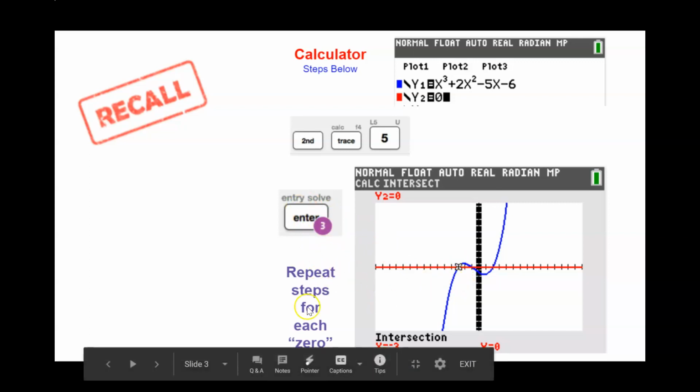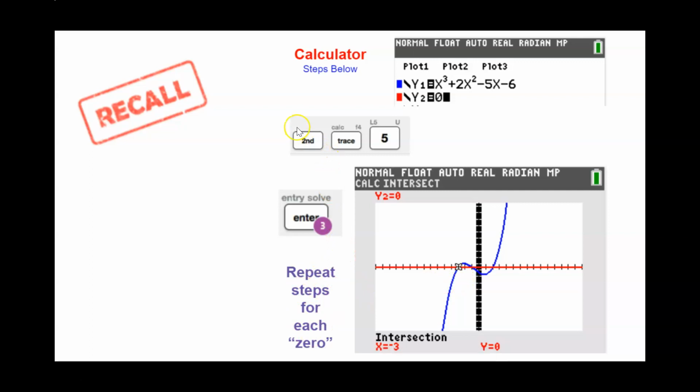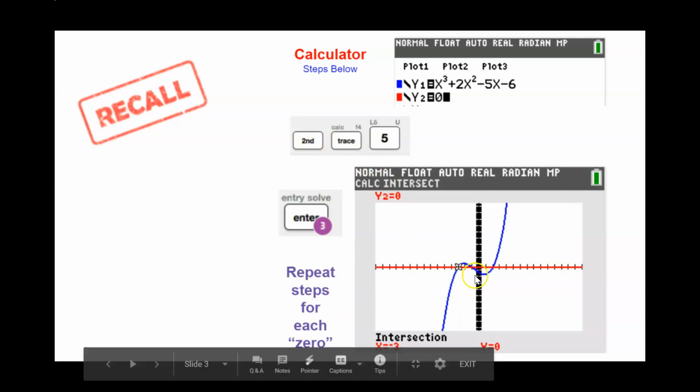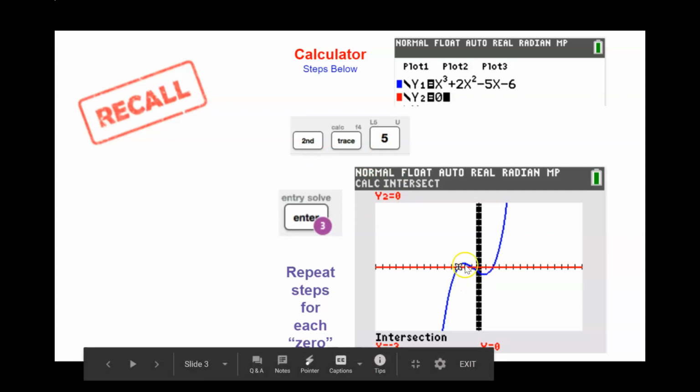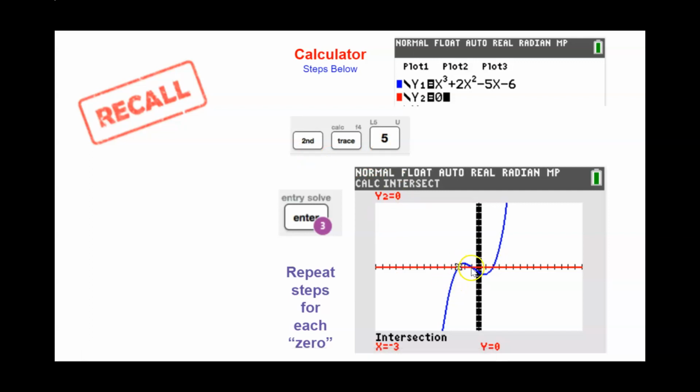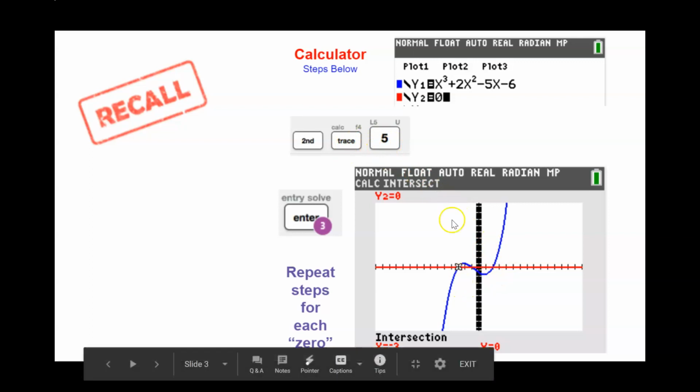And then you need to repeat the same process. Second, trace, number 5, and then take the little cursor, go to the second part, and then hit enter 3 times, and then hit second trace again, and go over to the next one. Just a reminder, don't just go to the point and then hit enter 3 times. You have to hit second, trace, and 5 to reset your calculator to know that you're looking for the intersection for each part. So we have 1, 2, 3 zeros for this one.